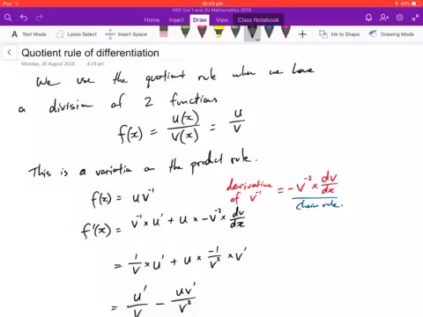So for instance, you could have something like, e.g., you could have anything, x squared over x cubed minus 1. Right, that's an example of something over something. And so in this case, we do that.